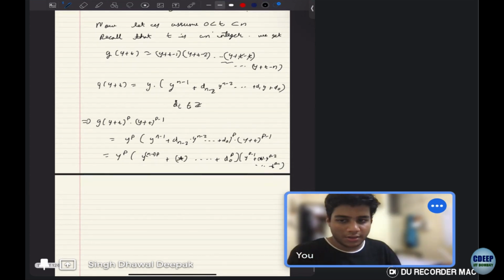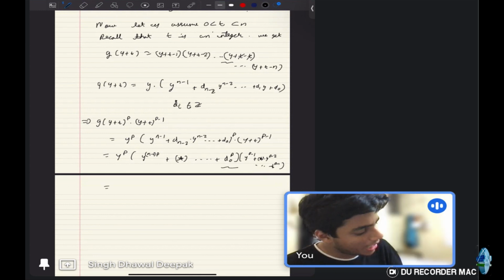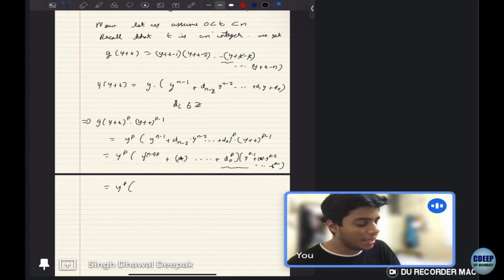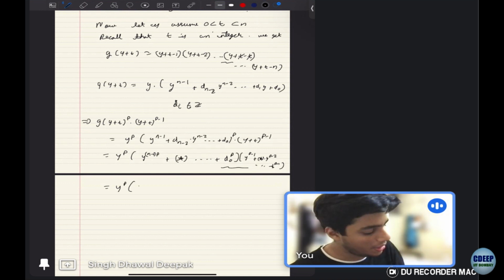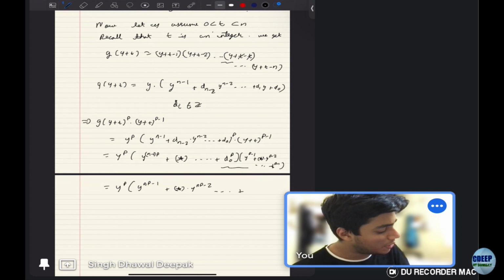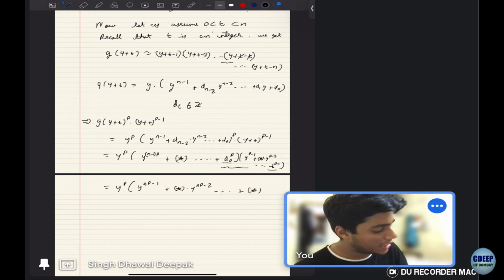Okay, so again simplifying it further and multiplying these two brackets, again very similar. So we get y raised to p minus 1, and now the highest power will be np minus p plus p minus 1. So it will be y raised to np minus 1 plus star times y raised to np minus 2 all the way up to, you know, this d_0 raised to p and t raised to p minus 1, we will again call it just star.